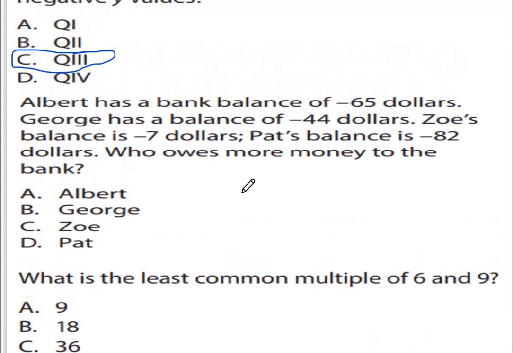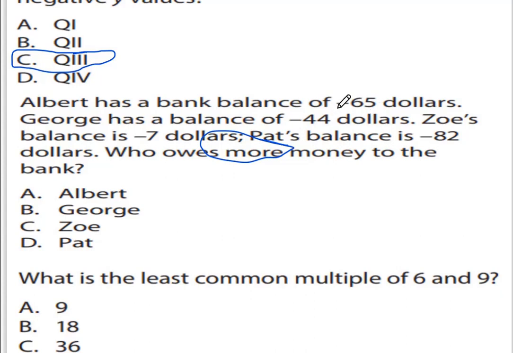Okay, next question. Albert has a bank balance of negative $65. George has a bank balance of negative $44. Zoe's balance is negative $7. Pat's balance is negative $82. So the question is, who owes more money? It talks about the value of each balance that Albert, George, Zoe, and Pat have.